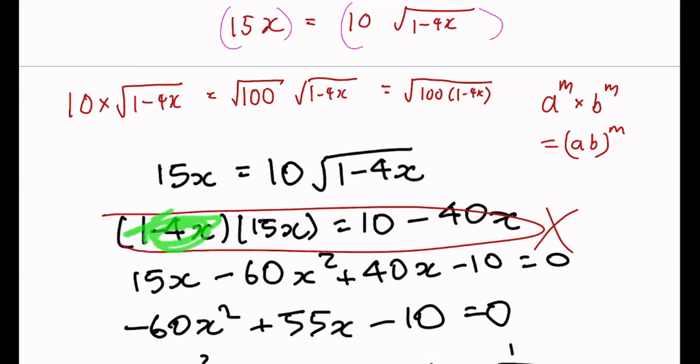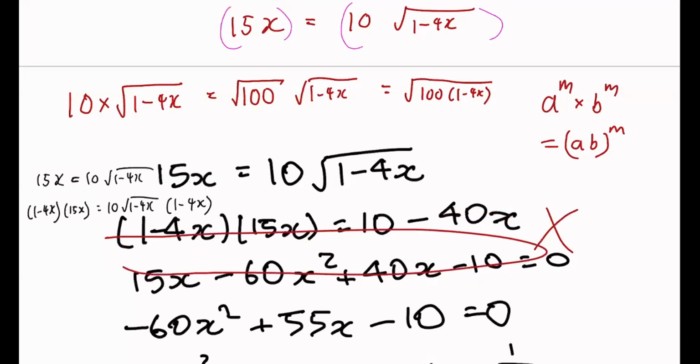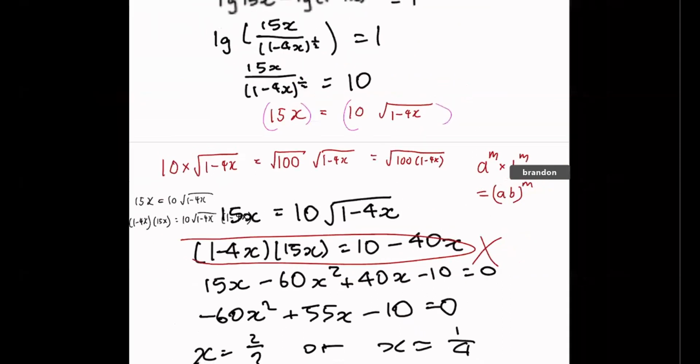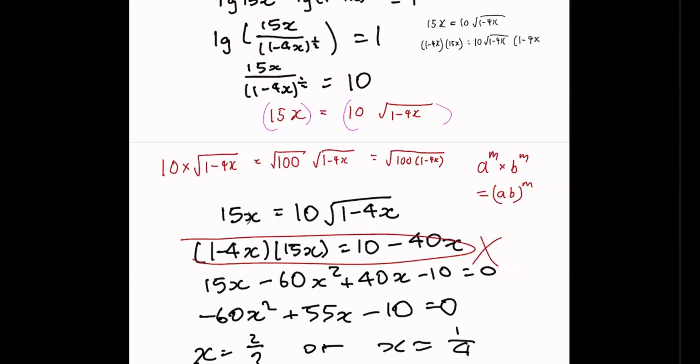If you multiply by 1 minus 4x, that's really just power 1. Then let me continue the procedure. If you actually multiply by 1 minus 4x on the left hand side, it means you also have to do the same on the right hand side. So it's 1 minus 4x multiplied by 15x. Then 10 times square root of 1 minus 4x multiplied by 1 minus 4x. Let me just move it somewhere with more space. Here, sorry, a bit messy. Can you see? Do you understand what I'm doing?